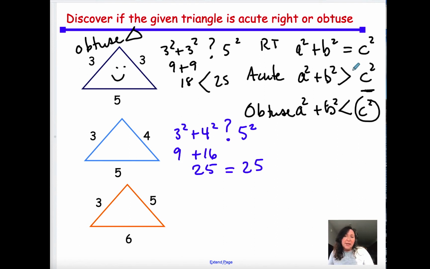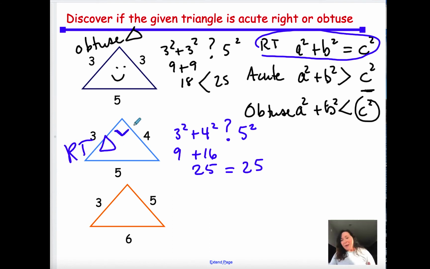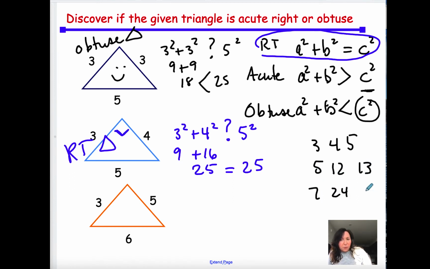So if these are equal, right, that we have this one right here, then this is going to be a right triangle, meaning this little corner here is right. Another option too, just to remember, is that this is a triplet. See the 3, 4, 5? So remember your Pythagorean triplets. There's 3, 4, 5. There's 5, 12, 13. There's 7, 24, 25. And there's 8, 15, 17. What was that?